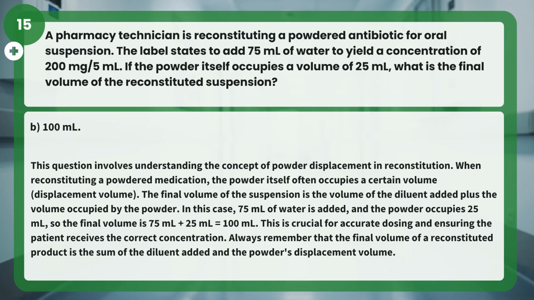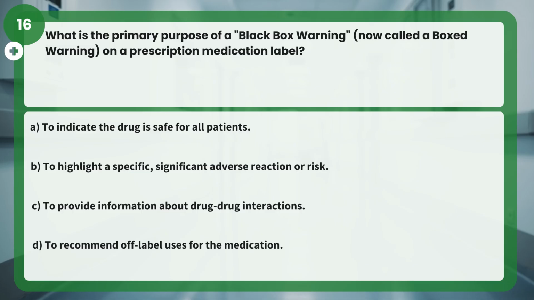This is crucial for accurate dosing and ensuring the patient receives the correct concentration. Always remember that the final volume of a reconstituted product is the sum of the diluent added and the powder's displacement volume.